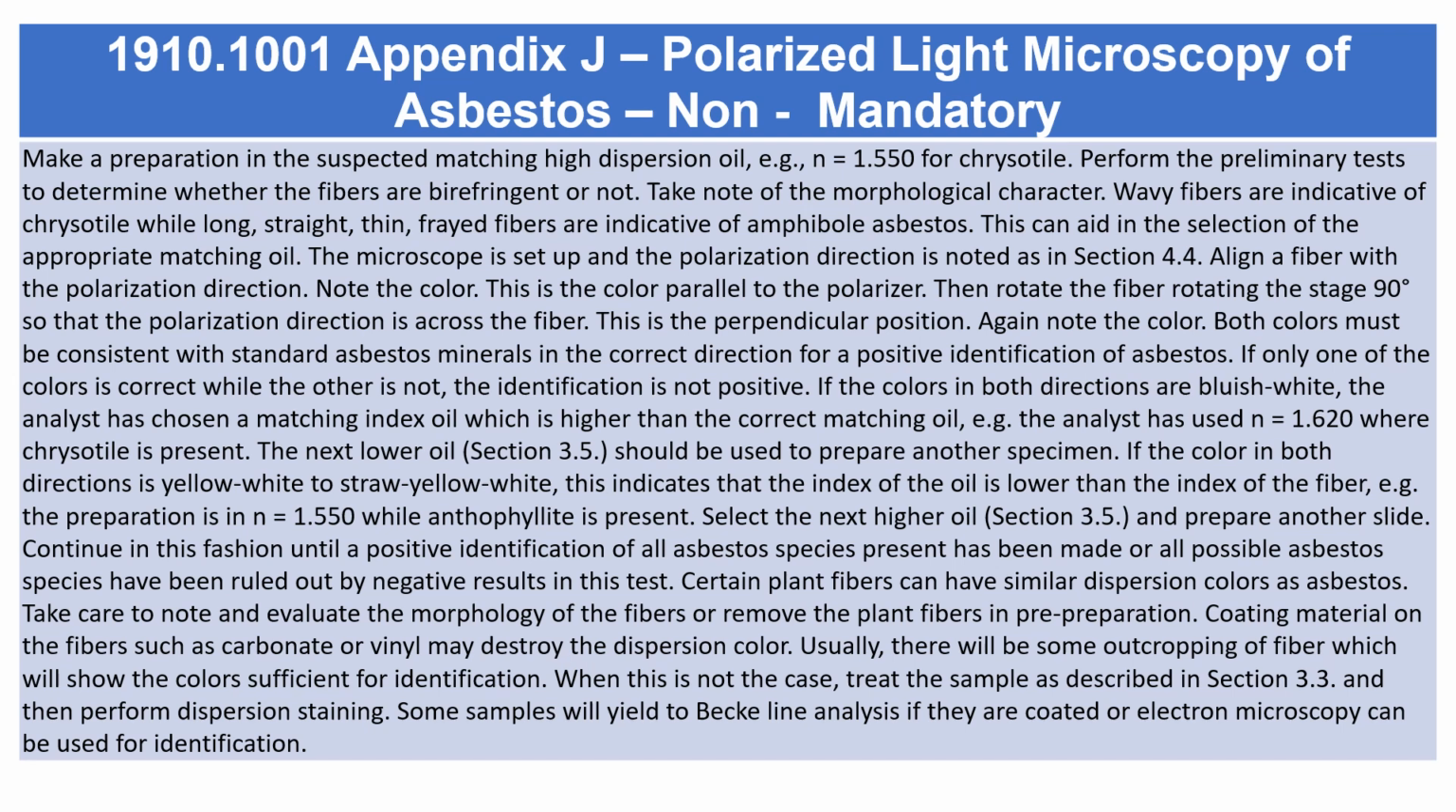Certain plant fibers can have similar dispersion colors as asbestos. Take care to note and evaluate the morphology of the fibers or remove the plant fibers in pre-preparation. Coating material on the fibers such as carbonate or vinyl may destroy the dispersion color. Usually, there will be some outcropping of fiber which will show the color sufficient for identification. When this is not the case, treat the sample as described in section 3.3 and then perform dispersion staining. Some samples will yield to Becke line analysis if they are coated, or electron microscopy can be used for identification.